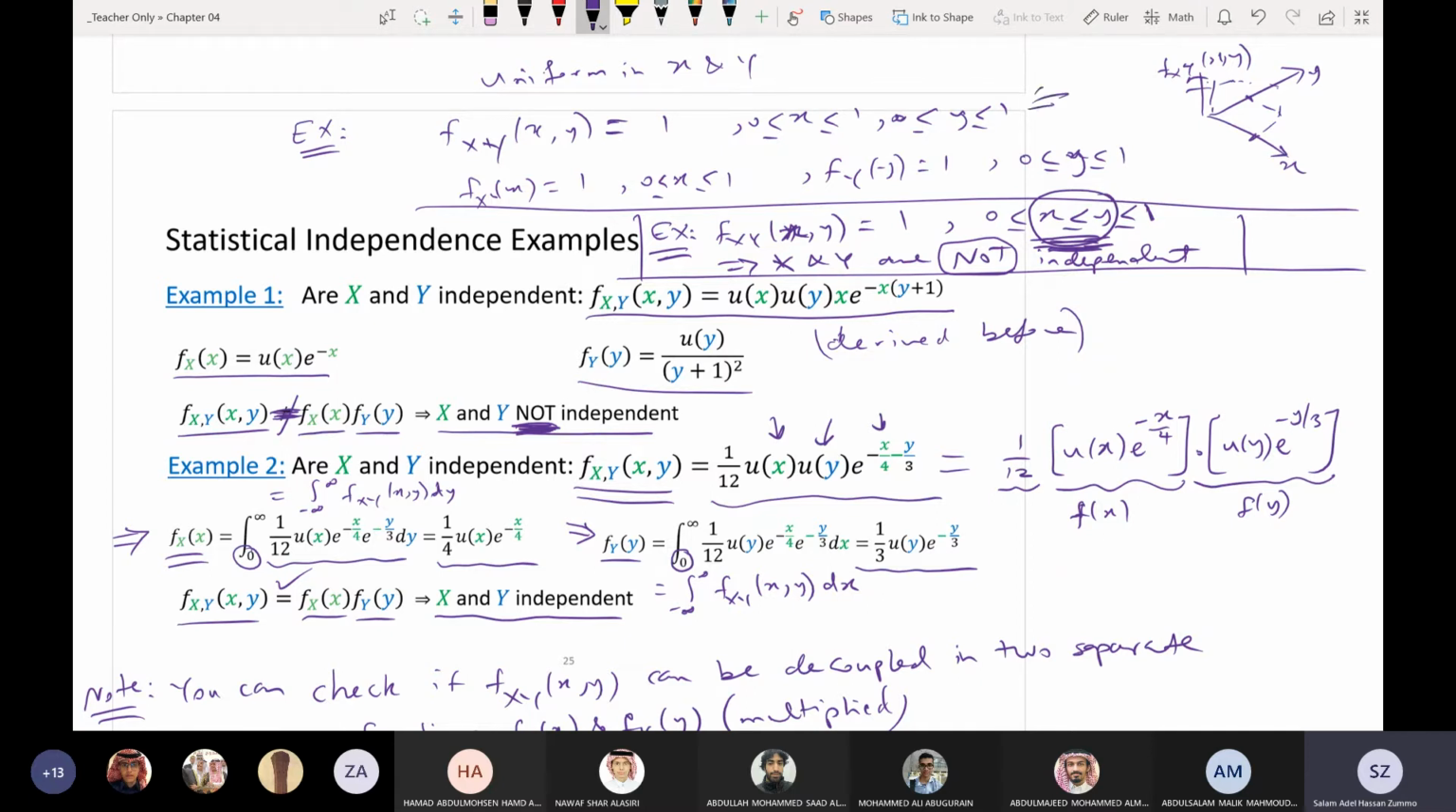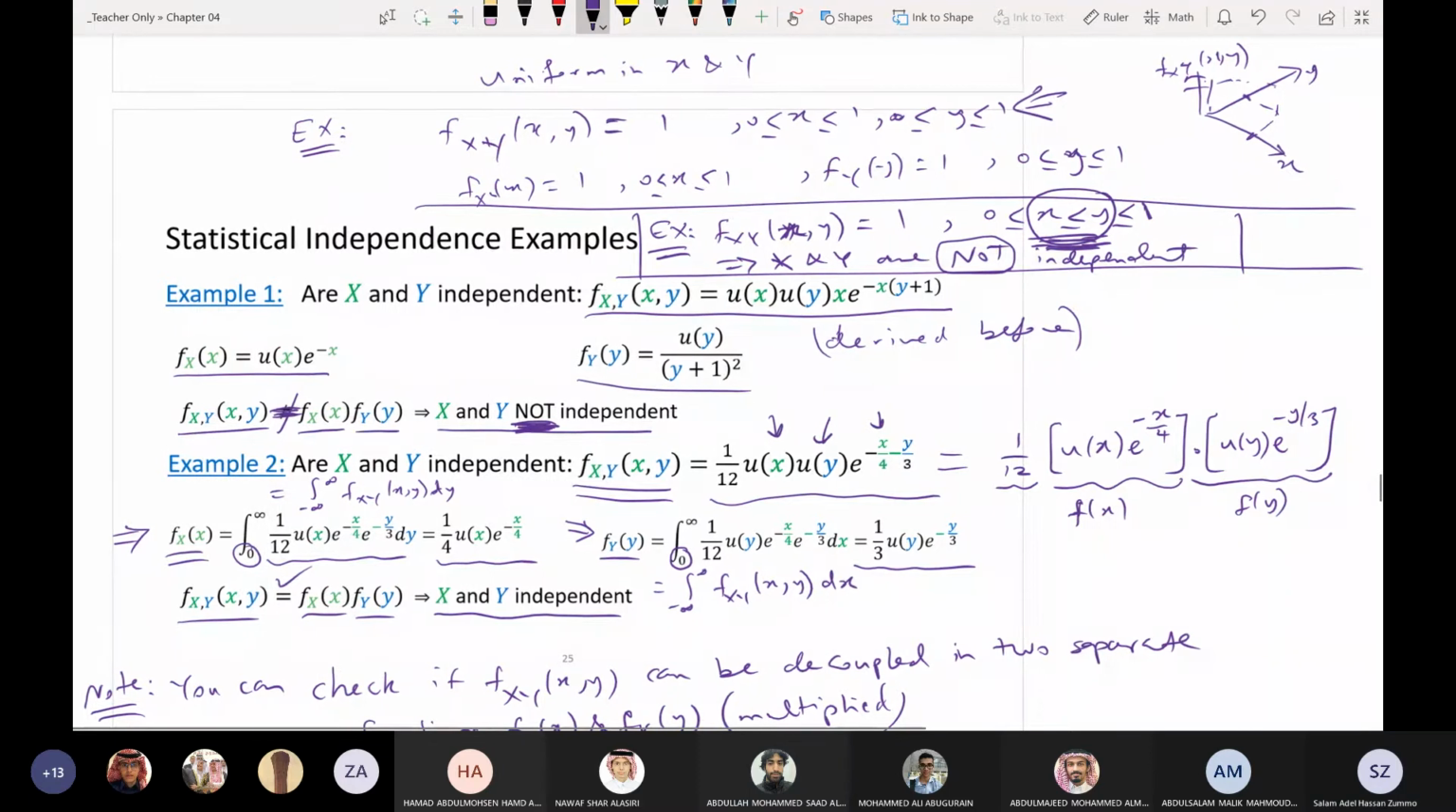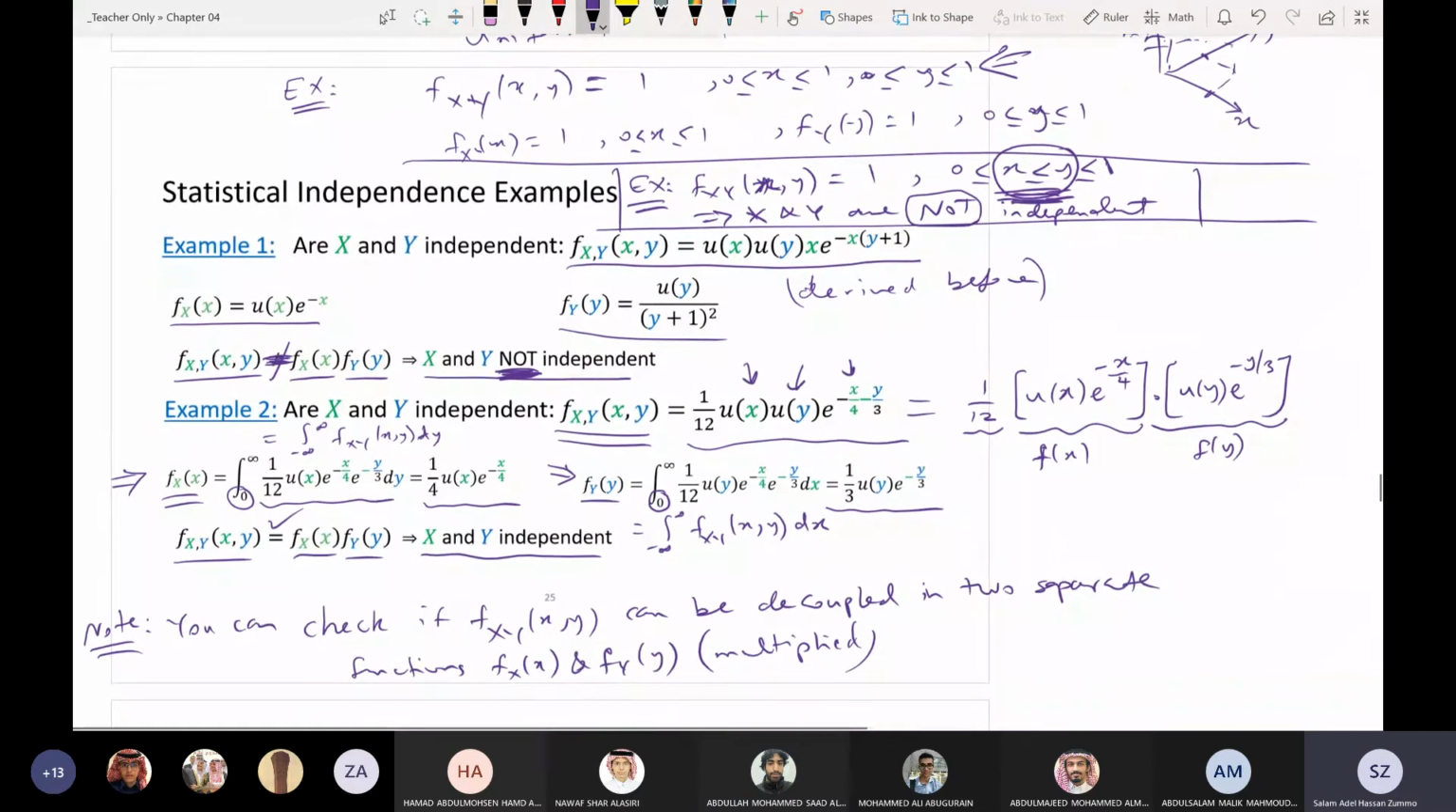Whereas here there is no relationship. X goes from 0 to 1, Y goes from 0 to 1. I can decouple the joint PDF into two separate PDFs. They have no relationship with each other. Exactly. Any questions, guys, about the concept of independence and so on?